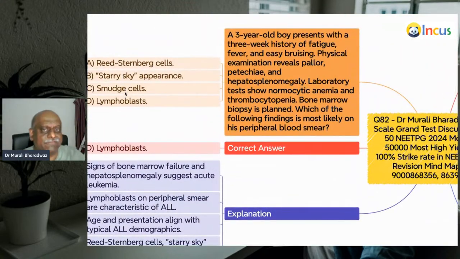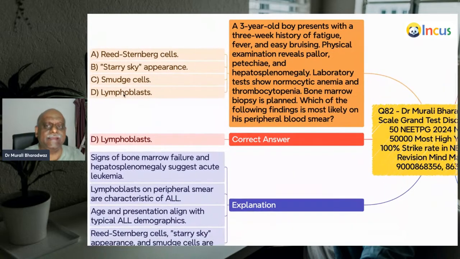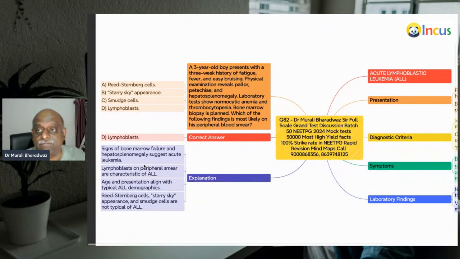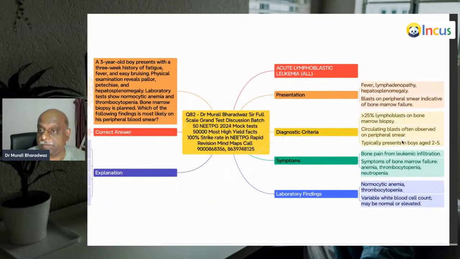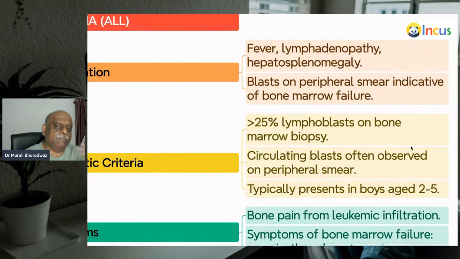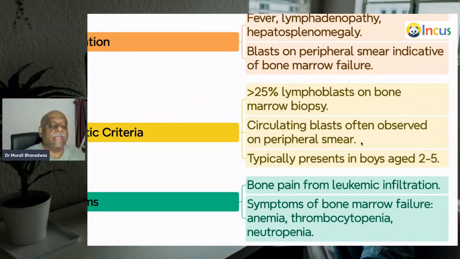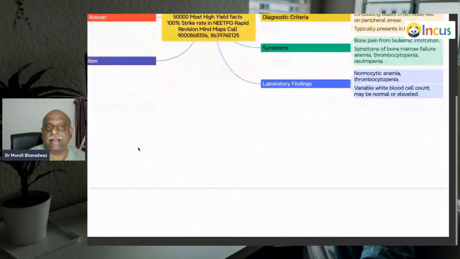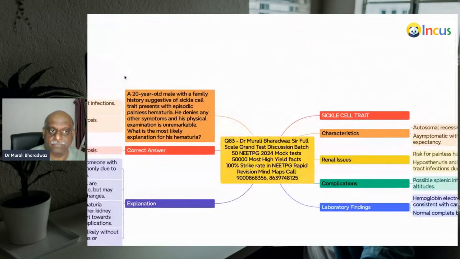3-year-old boy with fatigue, fever, easy bruising, signs of bone marrow failure, hepatosplenomegaly, that all suggests acute leukemia. Lymphoblasts on the peripheral smear are characteristic of ALL, is what you need to remember. So more than 25% blasts on bone marrow biopsy, circulating blasts, age 2 to 5, they're all the important diagnostic criteria of ALL.